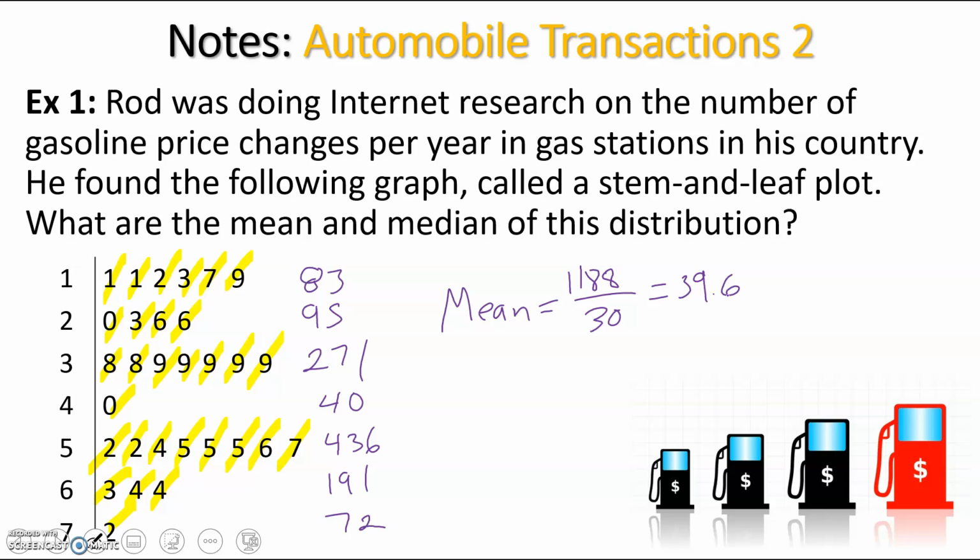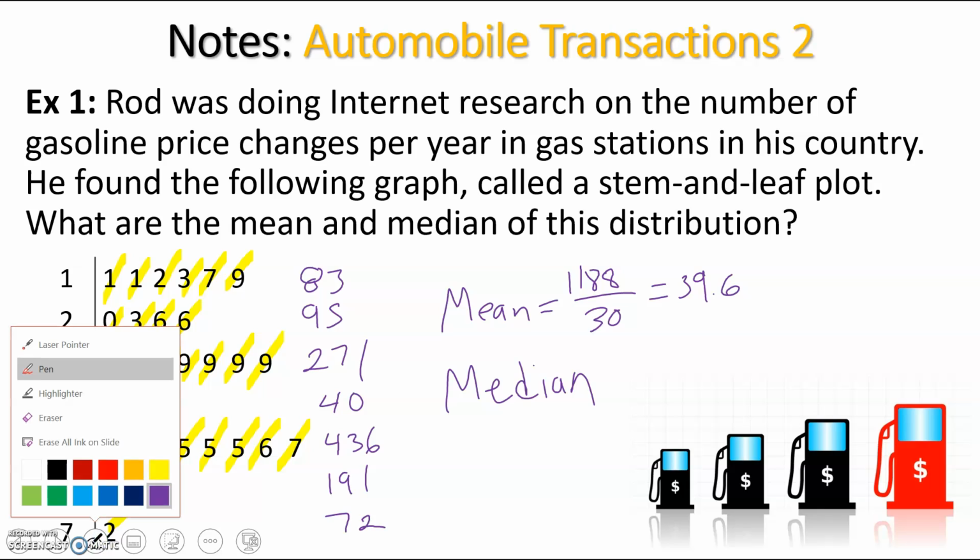All right, so that is our average, the average number of gasoline price changes per year. So we would say then, on average, the gasoline price changed about 40 times per year. It's quite a few changes, right? Okay, now the median is just the middle. It is that number that divides the bottom half and the upper half of the data. So we know that there are 30 data points in this data set.